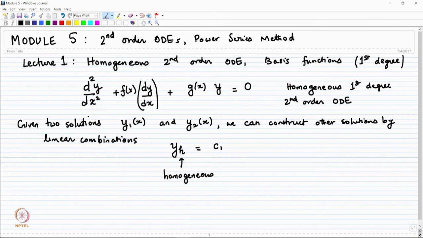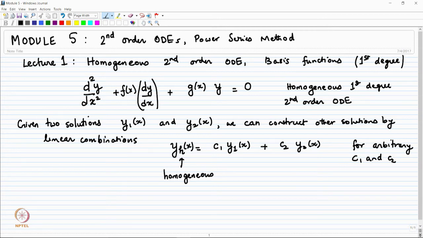This is C1 y1 of x plus C2 y2 of x, and you can choose C1 and C2 arbitrarily. So, anytime you have two solutions, any linear combination of solutions will also be a solution. You can easily verify this by putting it in the differential equation, and you will realize that in order for this to be true, each term should have y or its derivatives to the same power. You can easily substitute this and verify that this is true.